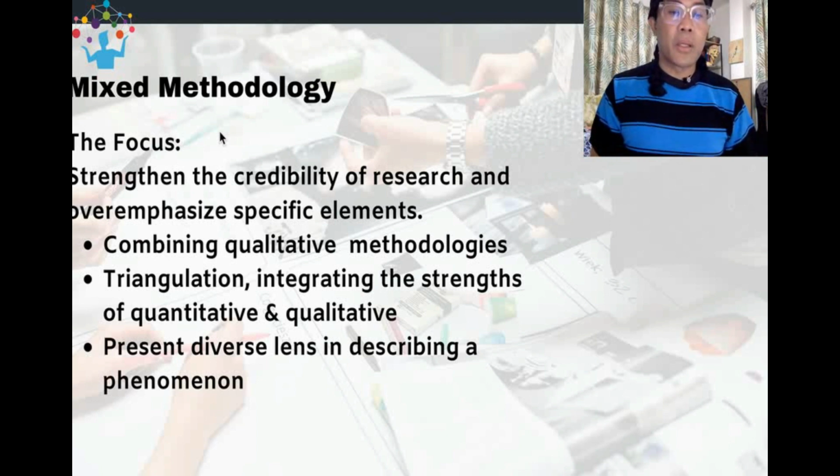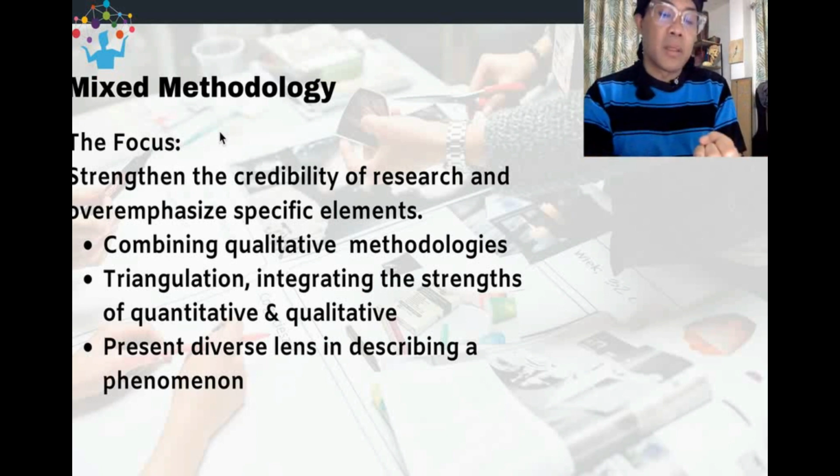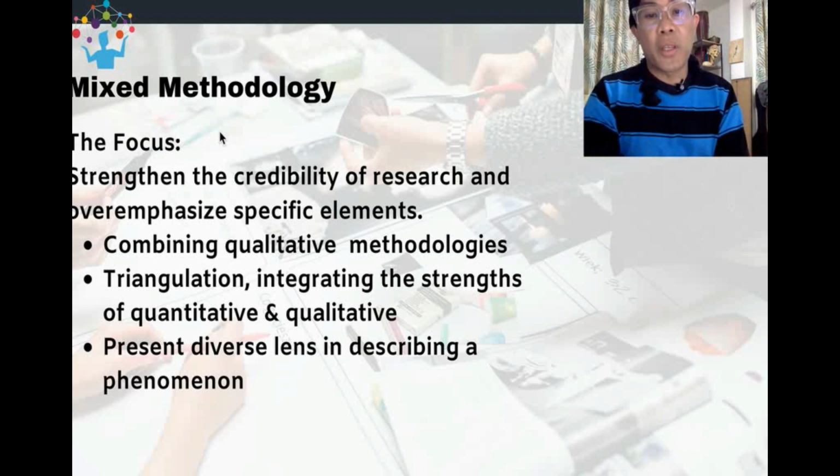qualitative methodologies. When you talk about qualitative methodologies, it's a combination. For example, if you go deeper into the three articles I shared, including my own article, those are combinations of different methodologies: ethnography, case study, action research, and a bit of narratives. Just so many things happening in my research. So it's a combination of qualitative methodologies.